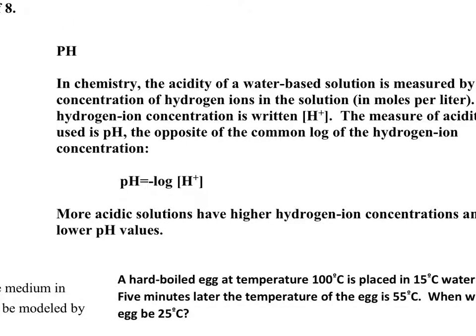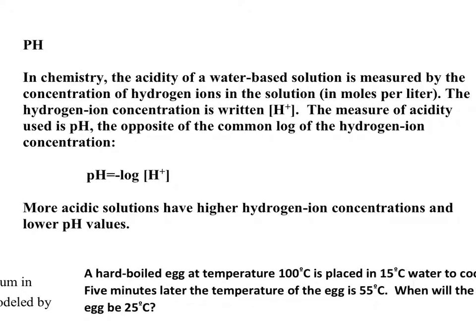pH, often talked about in chemistry. In chemistry, the acidity of a water-based solution is measured by the concentration of hydrogen ions in the solution in moles per liter. The hydrogen ion concentration is written as H+. The measure of acidity used in pH is the negative of the common log of the hydrogen ion concentration. So pH equals negative log of H+. More acidic solutions have higher hydrogen ion concentrations and lower pH values. Okay? Let's look at another property.